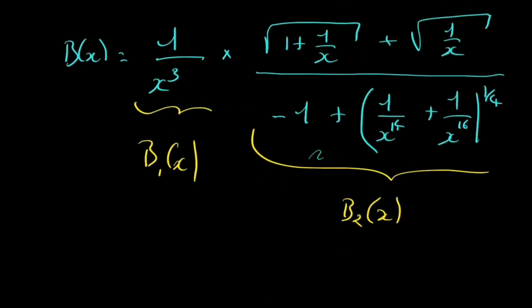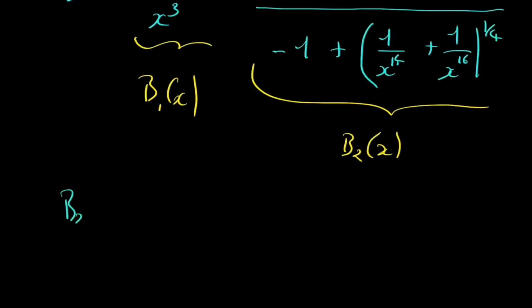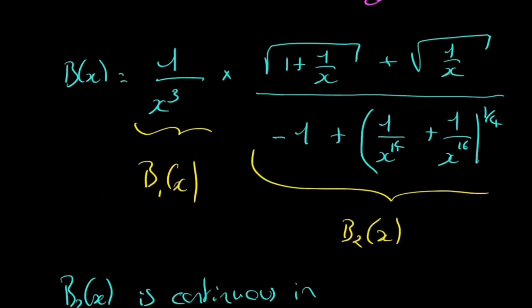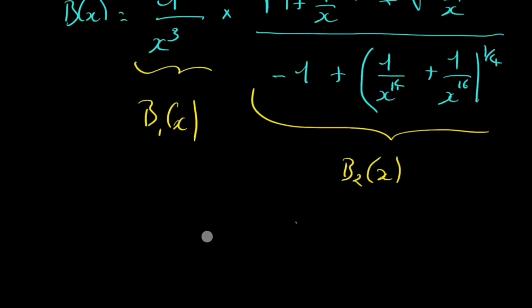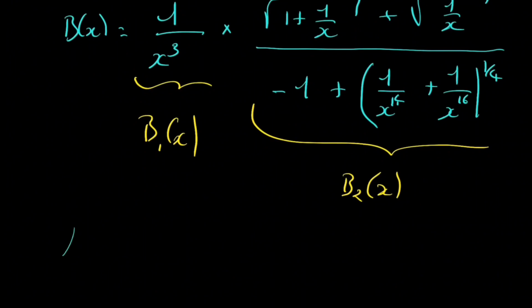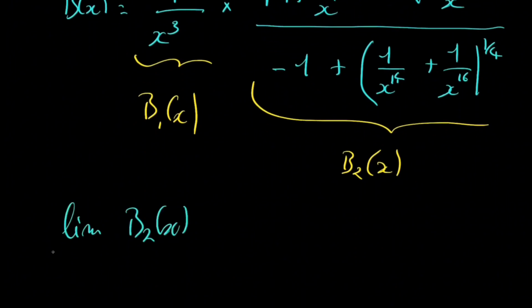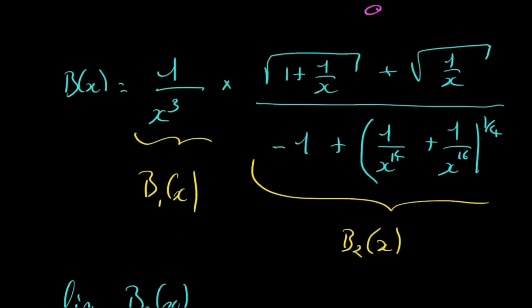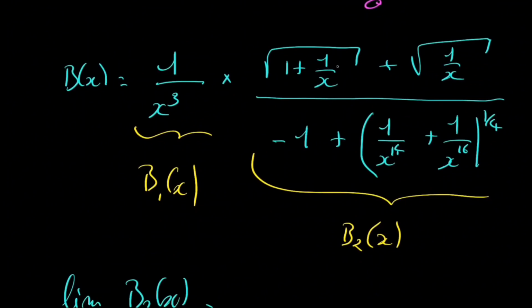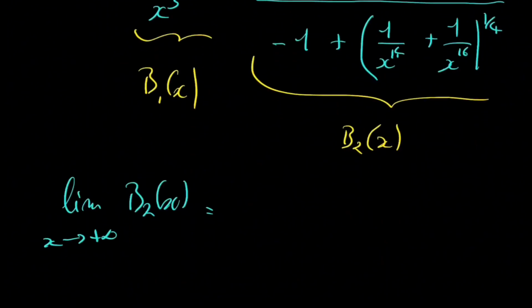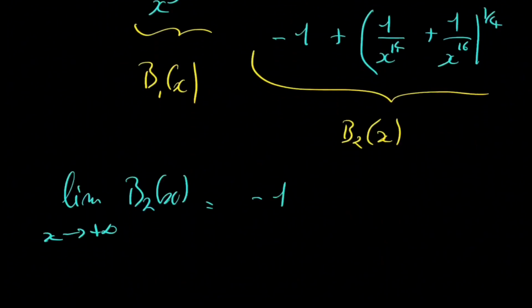We've got this function b2 of x. The limit of b2 of x when x tends to plus infinity is equal to, so we said it, this thing tends to 0, this thing tends to 0, this thing tends to minus 1, so it is equal to minus 1.